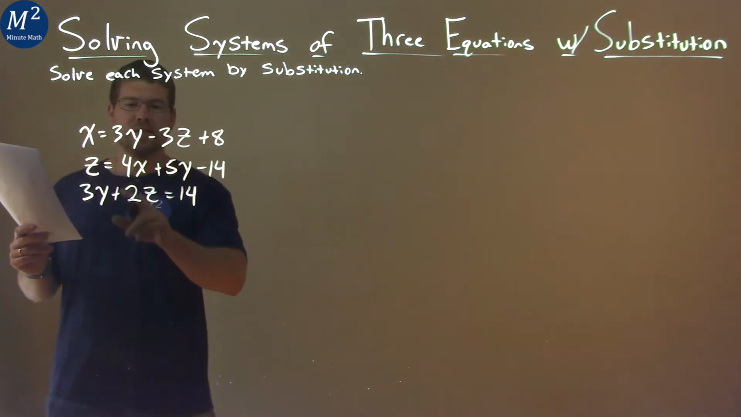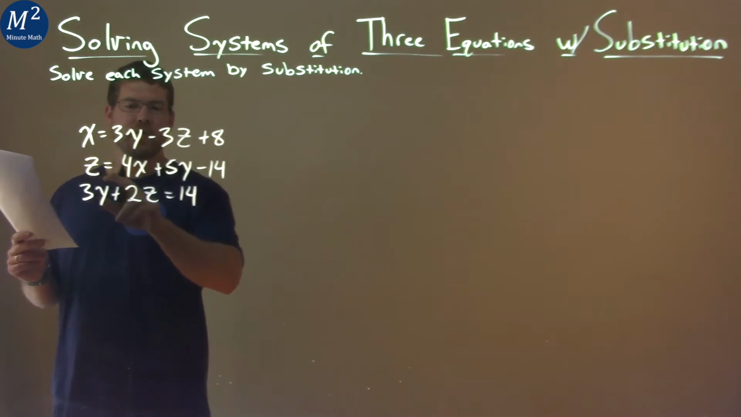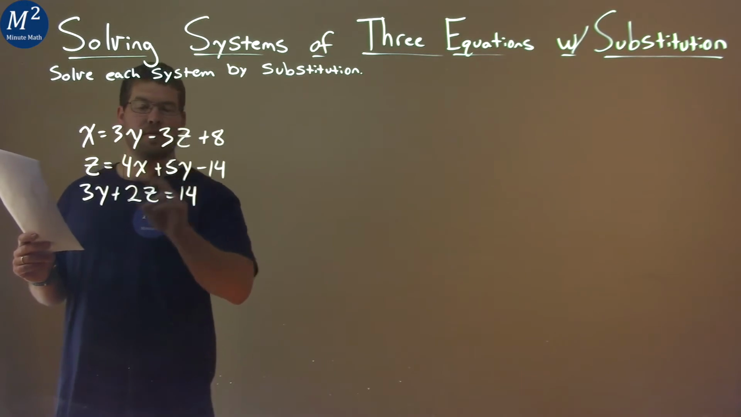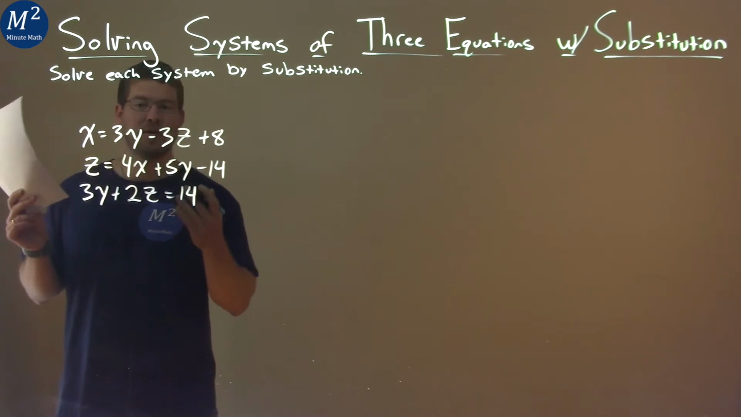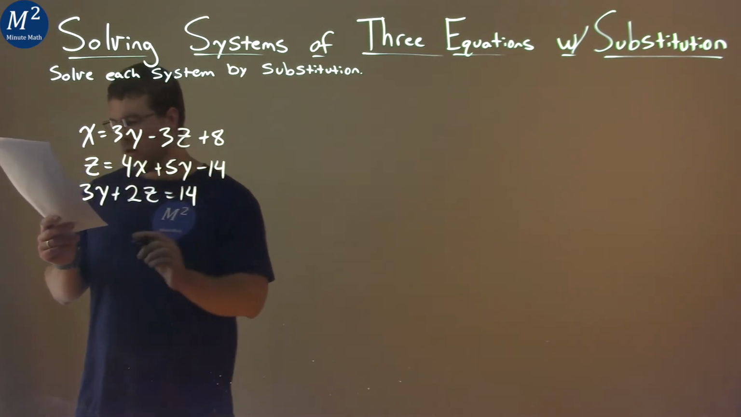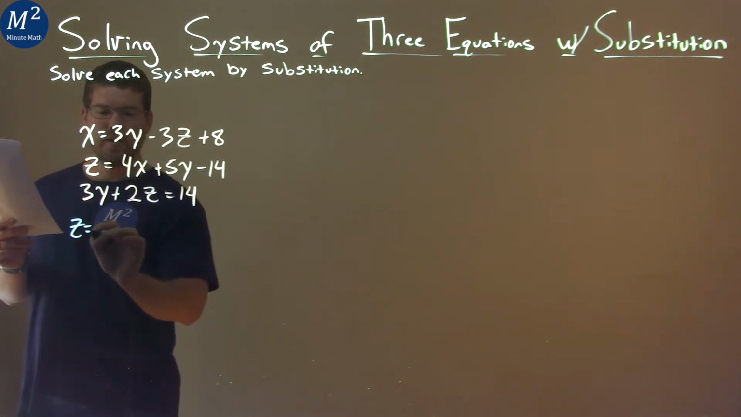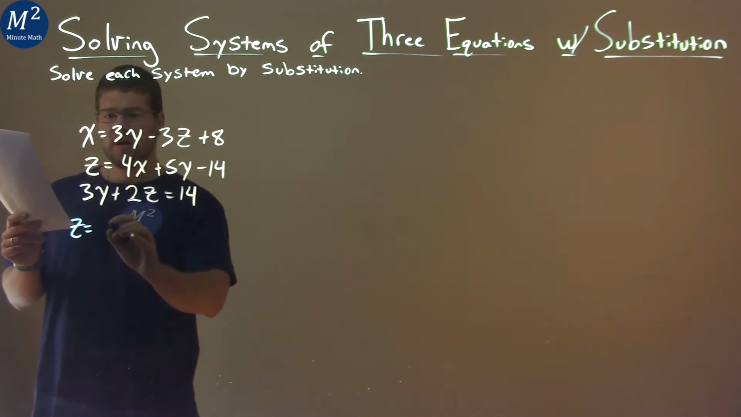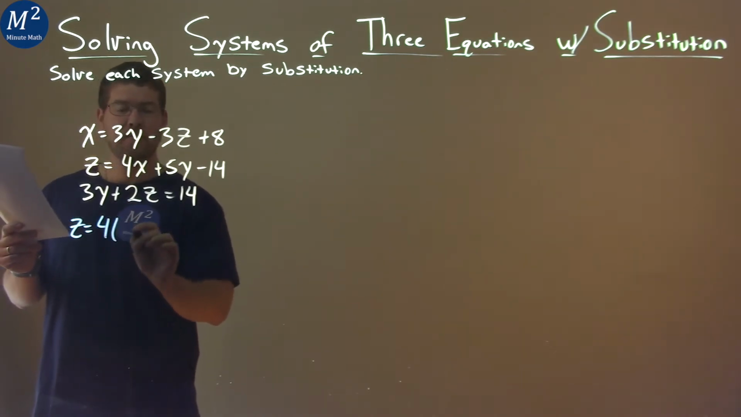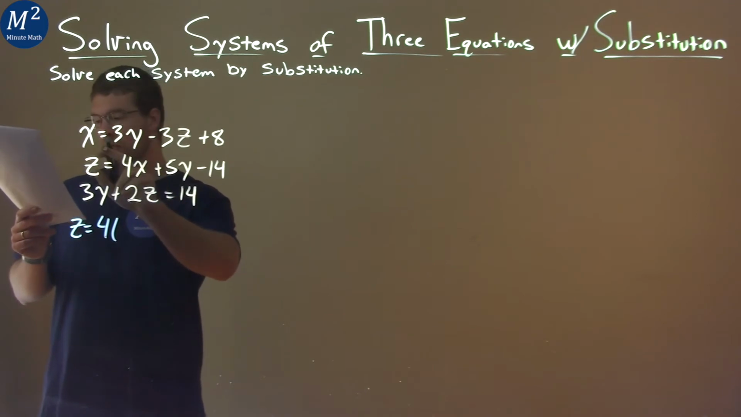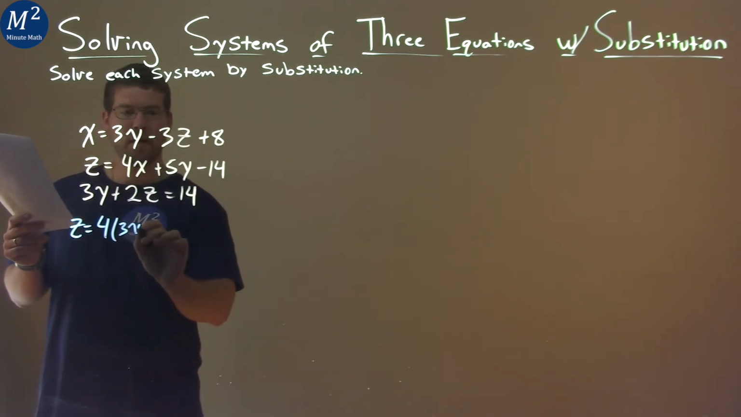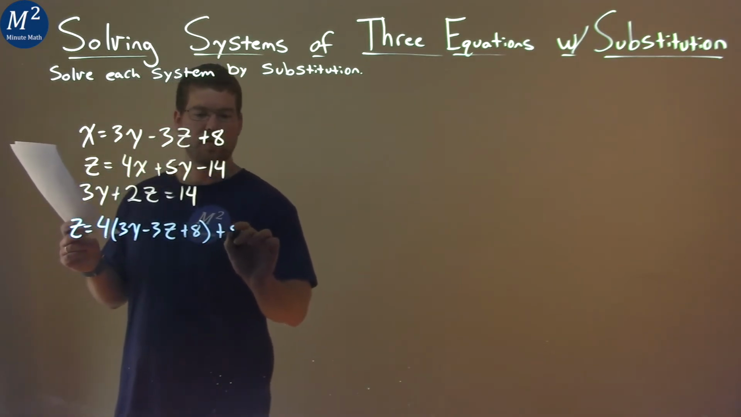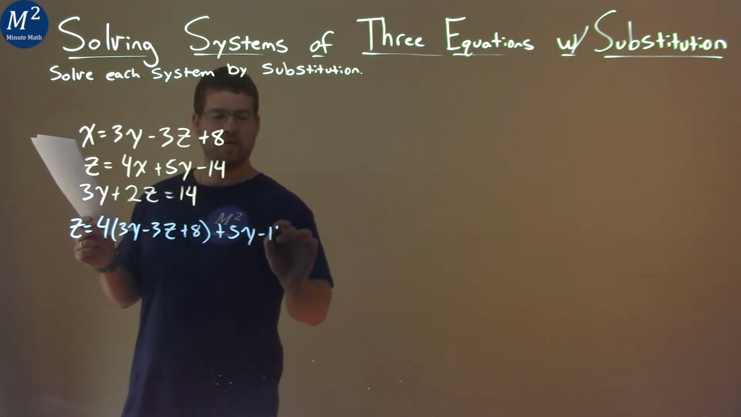First thing I'm looking at is I have z here by itself, and it's equal in terms of x and y. This x is in terms of y and z. So if I combine the two, I just have an equation now in terms of z's and y's. So second equation, z equals, I'm using blue, my other marker was dying. z equals 4, and instead of x, I'm going to put in this whole big top equation, 3y minus 3z plus 8. Then we have plus 5y minus 14.